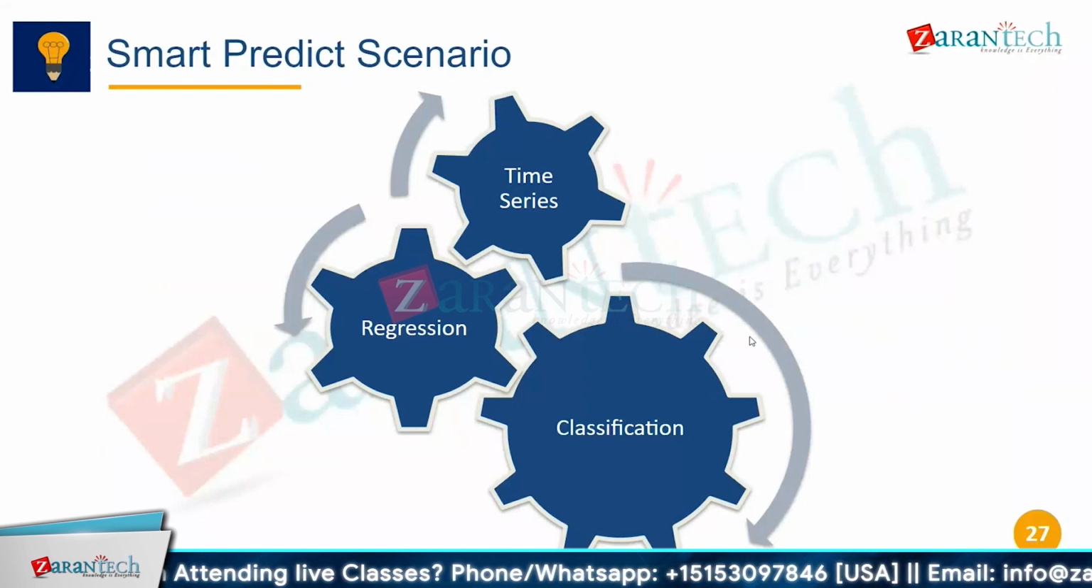Then regression is where you need to predict your sales or revenue, any numerical value. For that you want to use Smart Predict. You should always use regression, because if you use classification, it will throw an error and will not be able to proceed. Then classification is useful when you want to understand churn analysis, like whether a customer is going to shift or migrate to a different service provider or not.